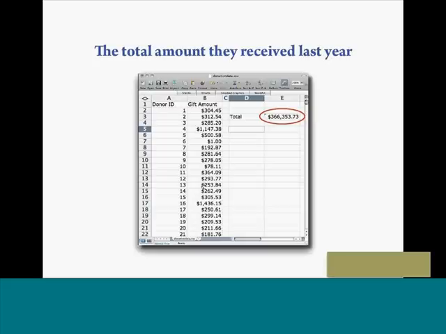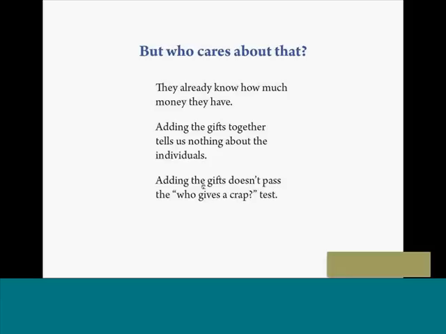Great, thank you. So the first thing we might do is just add up all the gifts, do a sum. But who really cares about that? If we're trying to do data analysis, chances are the charity already knows how much money they have. That single metric of how much money all the gifts add up to doesn't really tell us anything about the individuals, and it just doesn't pass the who-gives-a-crap test. So it's not really saying anything interesting.